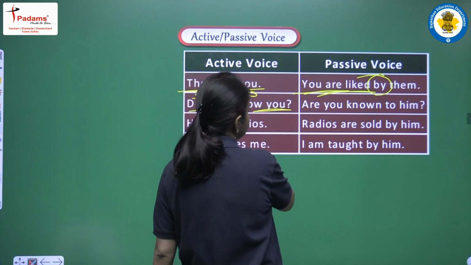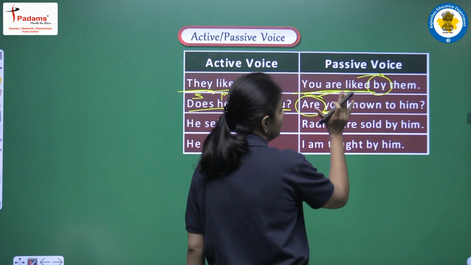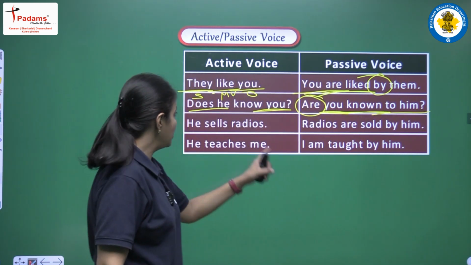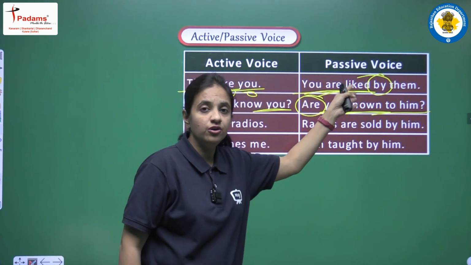So first of all, let's see the object. We are having you. So for you, we will use are in the beginning. Are you? Third form of know is known to him. So here we are having does he know you? And now our answer will be: are you known to him?